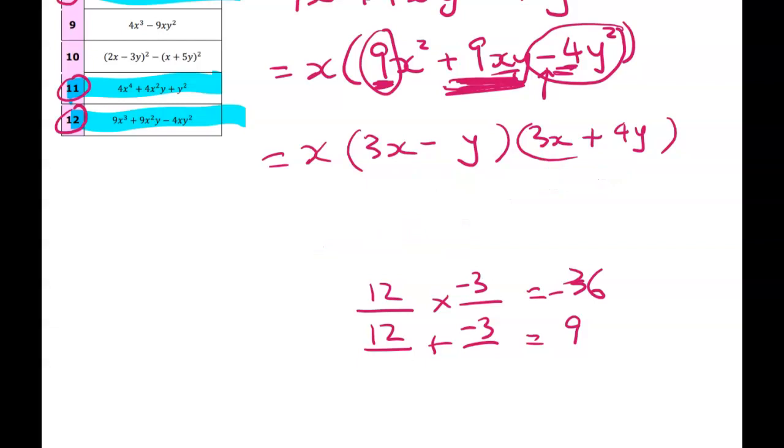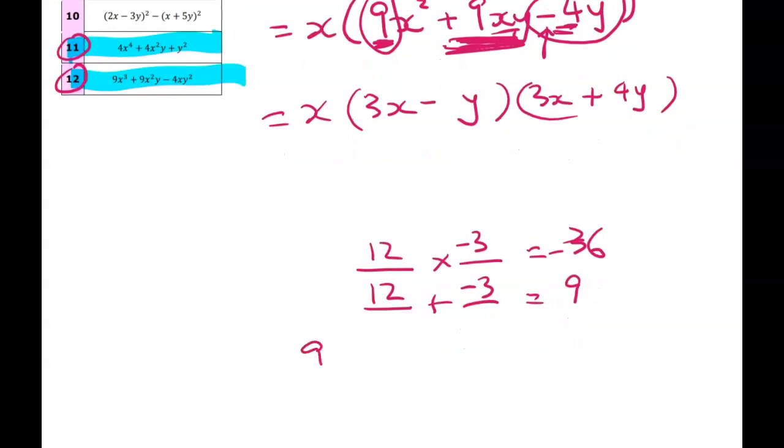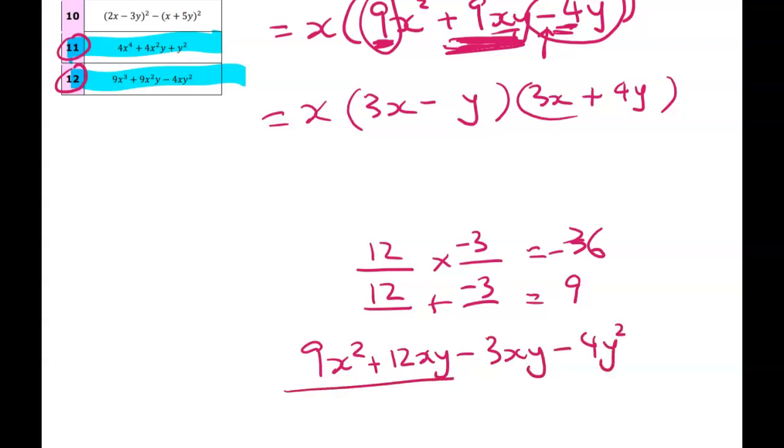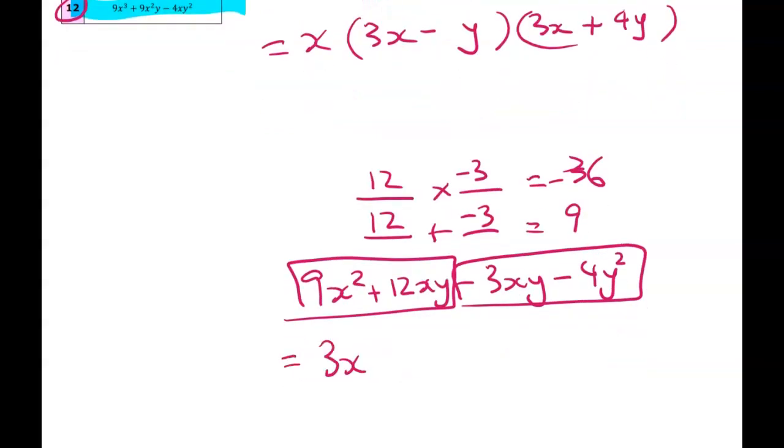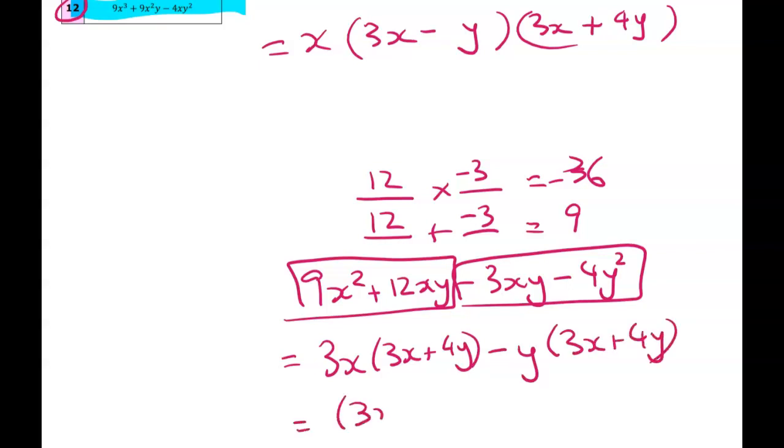Right, so this grouping method is if you're desperate and you haven't spotted it by inspection. And then we'd go 9x squared plus 12xy minus 3xy minus 4y squared. Factorize this and factorize this, and we'd get 3x into 3x plus 4y minus y into 3x plus 4y, which then cleans up to give me 3x minus y times 3x plus 4y. So there you go. I think heaps of lovely examples.